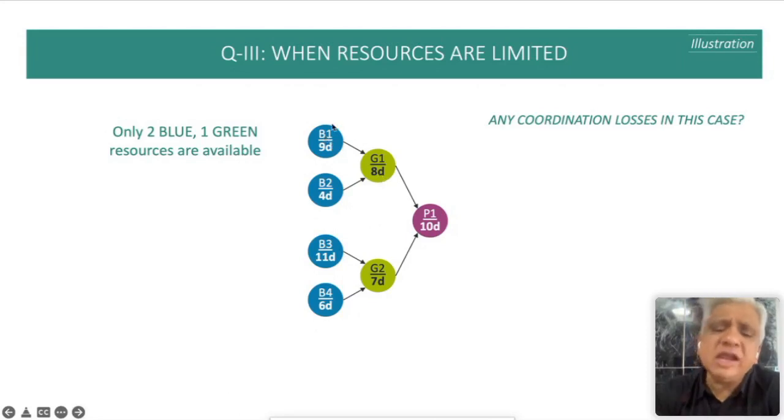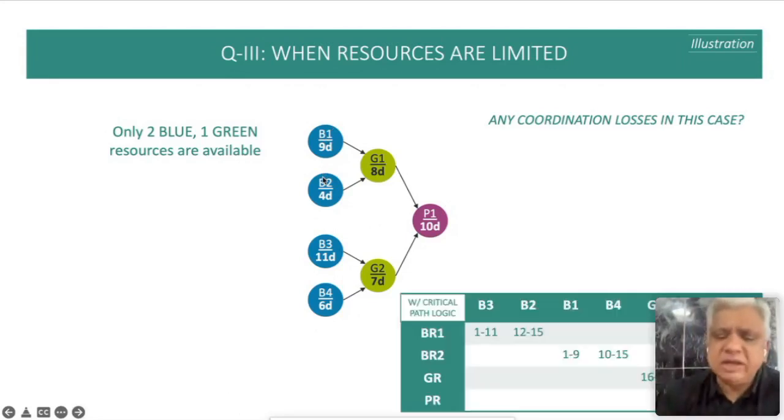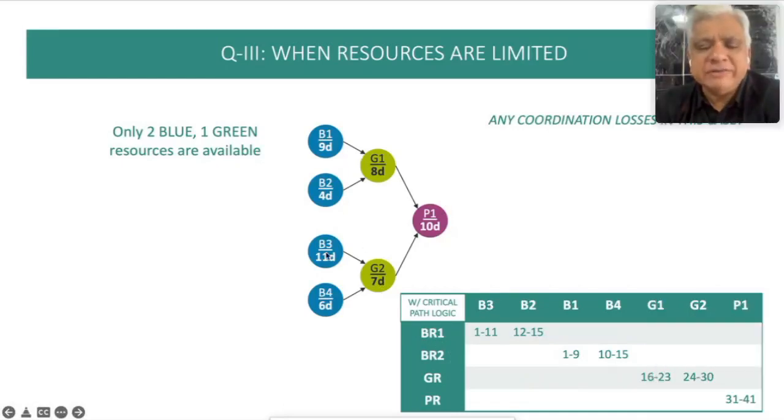Put our resource here, and after they are done there, then we'll find the next critical path and the next critical path, right? So this is what the critical path logic would say, that the first blue resource would first work on activity B3 for 11 days. Then they will work on activity B2 for 4 days. Meanwhile, the second blue resource will work on the second most critical path, which is B1, and they will move to B4 because that's the third most critical path.